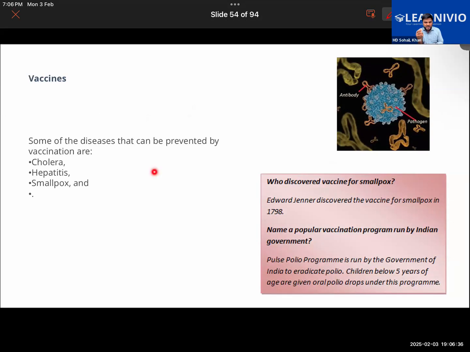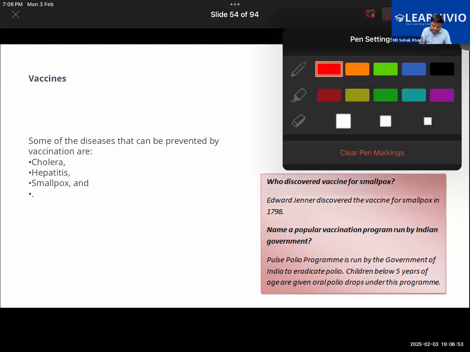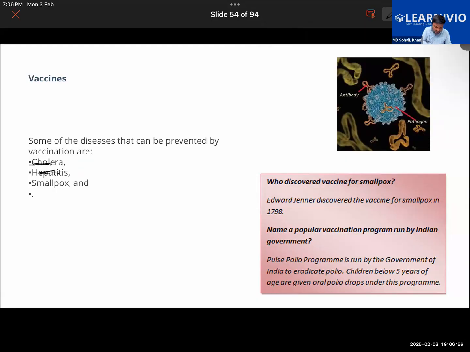Vaccines, we have also learned about this. Edward Jenner discovered the first vaccine. It was for smallpox in the year 1798. So diseases like smallpox can be cured by the vaccine. We have many other diseases like SARS-CoV-2, right? COVID basically, that can also be prevented by the vaccine.